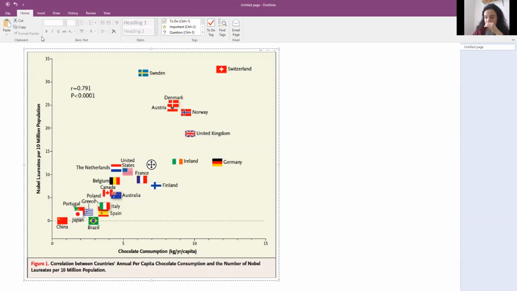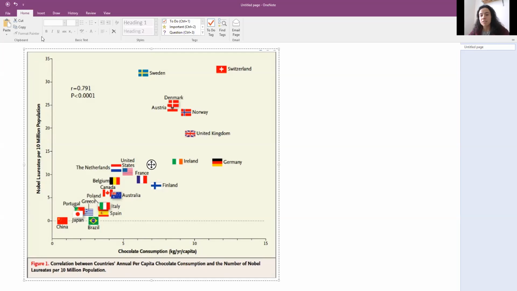Okay. So you have on the x-axis chocolate consumption per capita, and on the y-axis number of Nobel laureates per 10 million people. So amount of chocolate that people consume in a given country versus the number of Nobel Prizes that people in that country have. And what we have over here is that it seems that there is a positive association between the two, right? It looks like the more chocolate people consume in a given country, the more Nobel Prizes people are going to earn in this country.